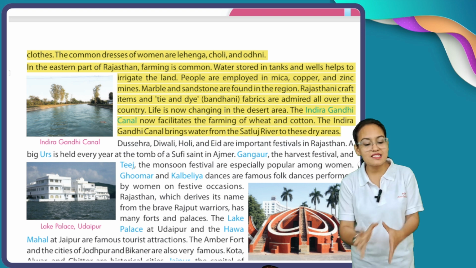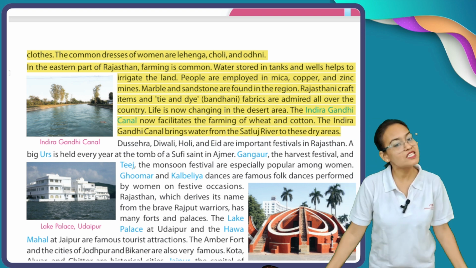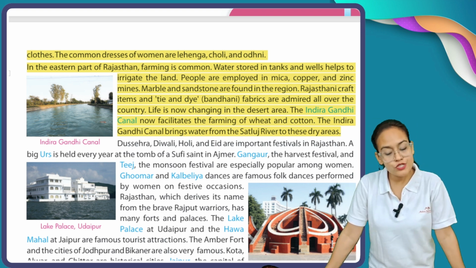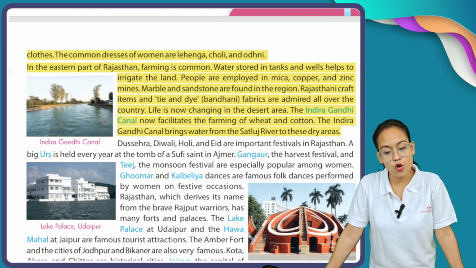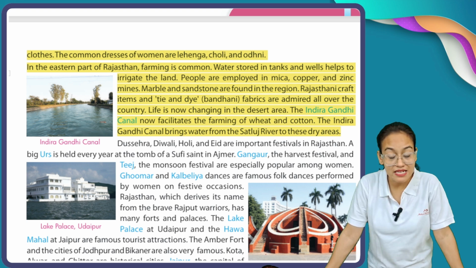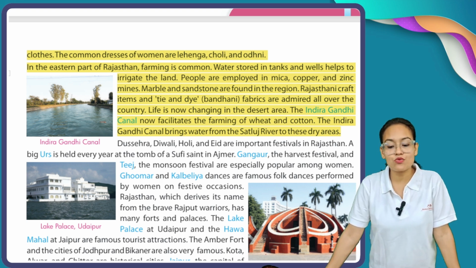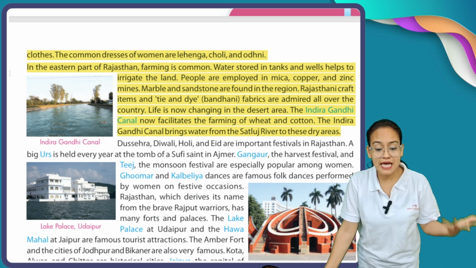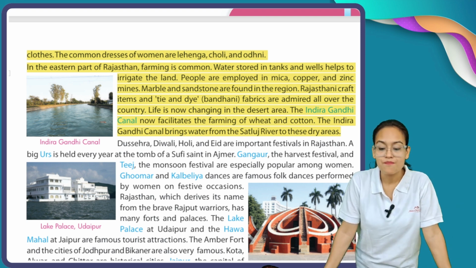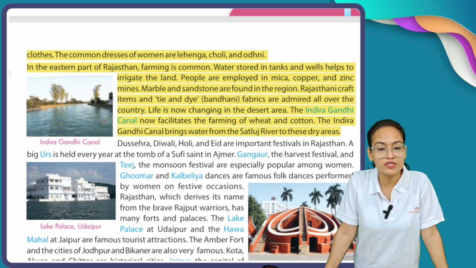Now, see, in the eastern part of Rajasthan, farming is very common. Water stored in tanks and wells helps to irrigate the land. People are employed in mica, copper, and zinc mines. Marble and sandstone are found in the region. Rajasthani craft items and tie and dye, means bandhani fabrics, are admired all over the country.